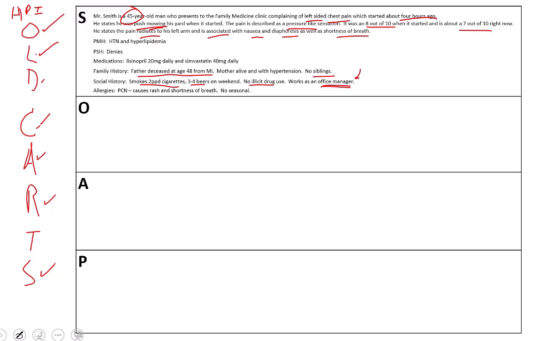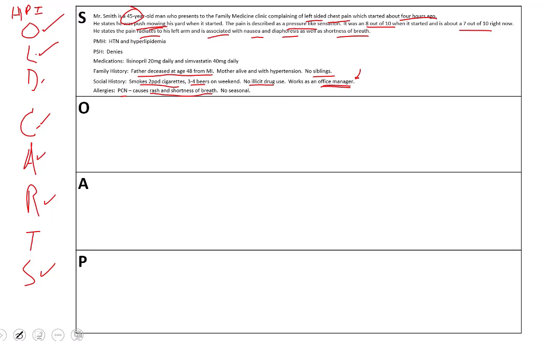Okay? Allergies. Why do we want to know allergies? If I'm going to give this patient or consider giving this patient a medication, I need to know if they've ever had a reaction to it. So in this case, he's allergic to penicillin. It causes rash and shortness of breath. Sounds like an anaphylactic reaction, and that's certainly a true allergy.